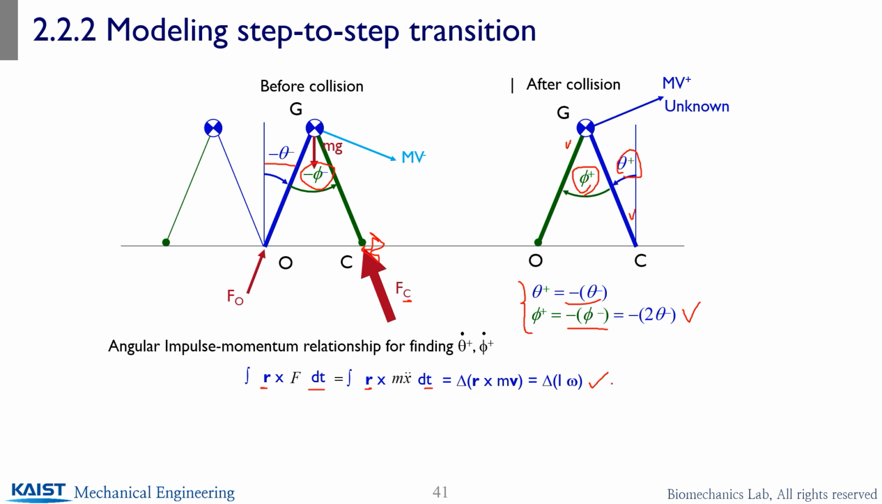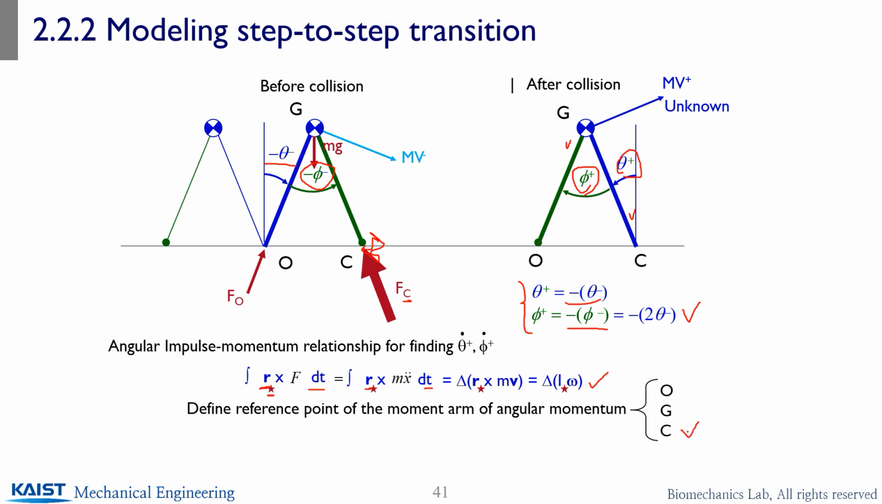which is angular momentum. Note that when you define r, the moment arm, depending on where you set the reference frame, subscript star here, you can have different angular impulse-momentum relationships. For the rimless wheel, we have three options: the previous contact point, the collision point, or the center of gravity. We actually set the reference point at the collision point.